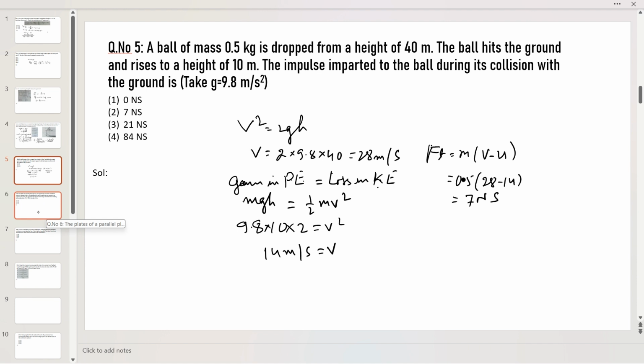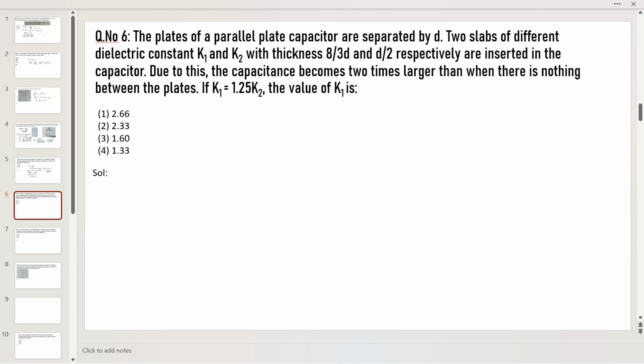Now I'm going to the sixth question. Here in the sixth question, you see the plates of a parallel plate capacitor are separated by distance d, with two slabs of different dielectric constant, thickness given. So what happens is three capacitors are created and they are in series.